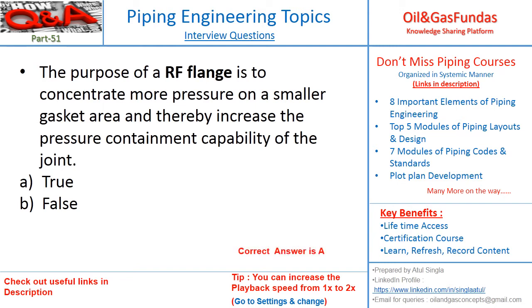So this is true. This is actually a definition of raised face flange. Why we are using raised face flange? Because we want to concentrate the pressure on a smaller gasket area, more pressure on a smaller portion. When we concentrate the pressure at a particular location, that will create better seal. There will be increase in pressure containment. When proper seal is there, then pressure containment capability of the joint will always improve. So this is the main function of using RF flange.